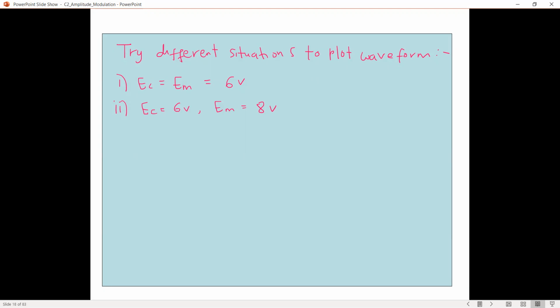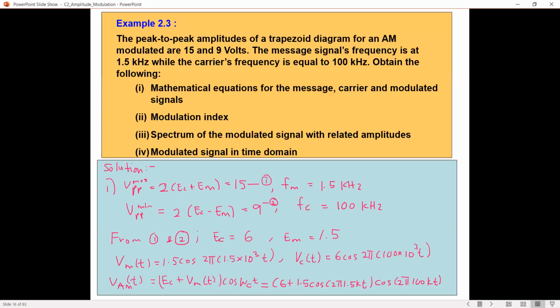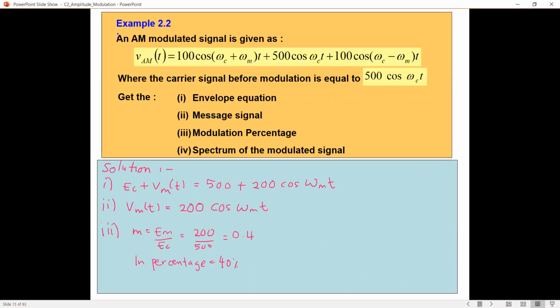Okay, Doctor, do you mind going back to example 2.2? I just want to see the solutions again. Thank you, Doctor. 2.2, this one. Is it? Yeah. Thank you. I just want to get the solution again.